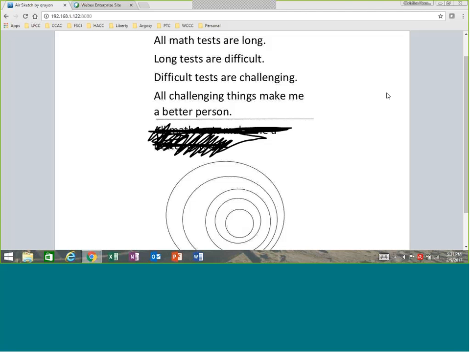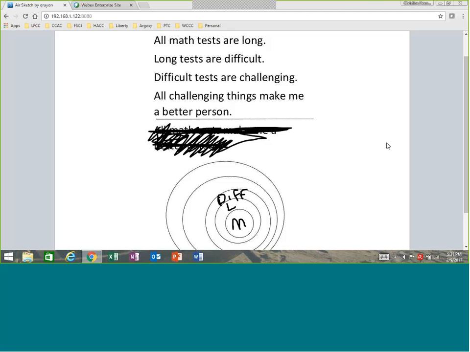And if you notice here, I have a bunch of circles to go along with the premise statements. So all math tests are long. That would mean here's my math test circle, and all math tests are long. I'll let L represent long. So the math test circle is inside the long circle. That's the first sentence. And then the second sentence, long tests are difficult. So that long circle is going to be inside the difficult circle.